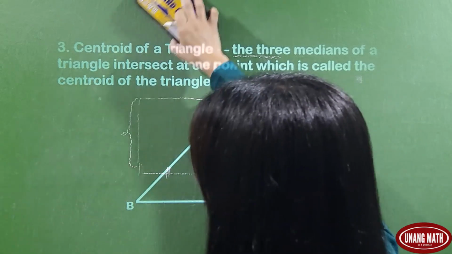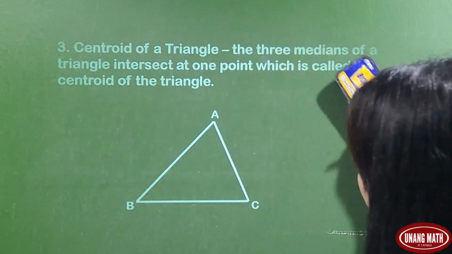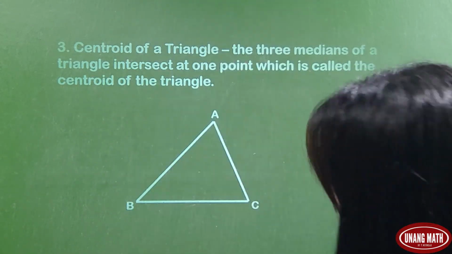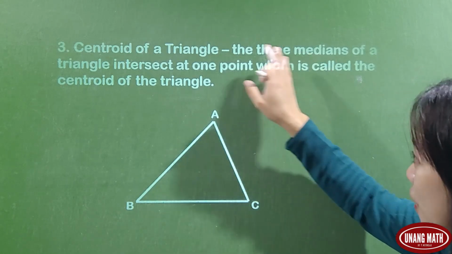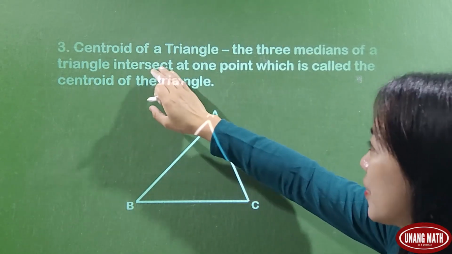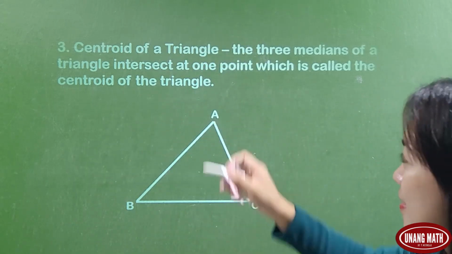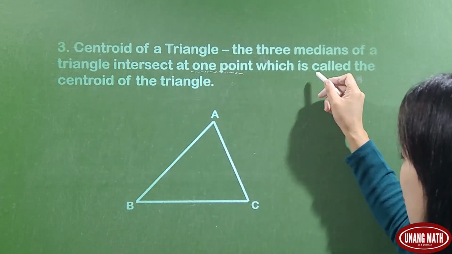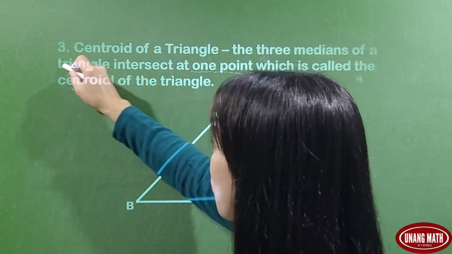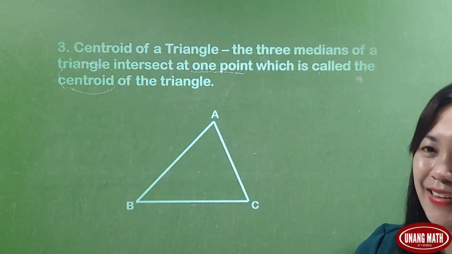Okay, moving on. What about the centroid of a triangle? The three medians of a triangle intersect or meet at one point. And this point of intersection is what we call the centroid of the triangle.